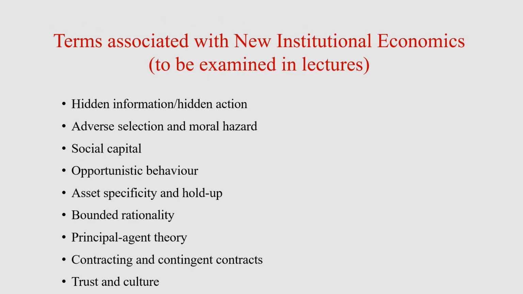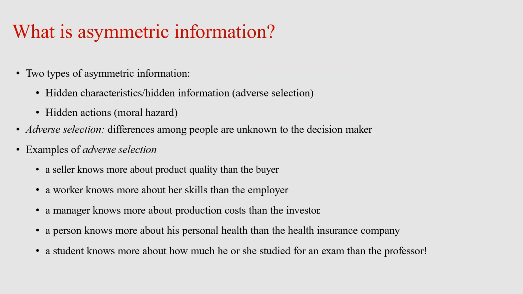Now, some of the terms associated with the new institutional economists, to be examined in the lectures that follow, include hidden information and hidden action. Hidden information is really an adverse selection problem, and hidden action is a moral hazard. Social capital, which is tied into culture and religion to some extent. Opportunistic behavior, asset specificity and the hold-up problem. Bounded rationality, principal-agent theory, contracting and contingent contracts, trust and culture, as I mentioned earlier.